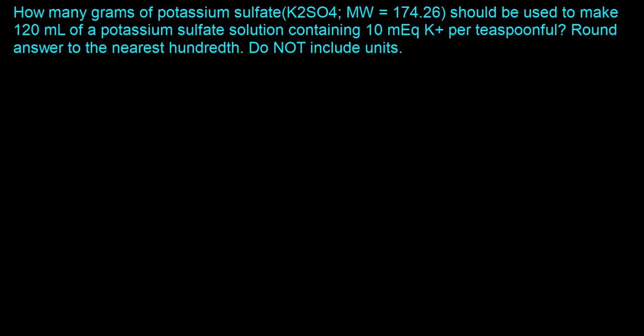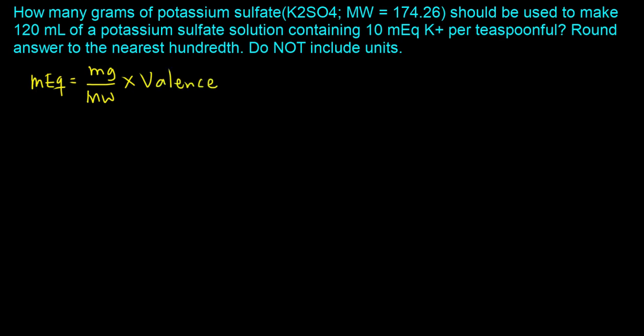174.26, should be used to make 120 milliliters of a potassium sulfate solution containing 10 milliequivalents potassium ion per teaspoonful? Round answer to the nearest 100. Do not include units. So let's start by putting down the equation. You have milliequivalents is equal to the weight of substance in milligrams divided by the molecular weight times the valence.